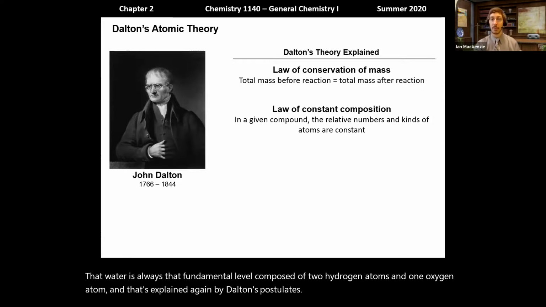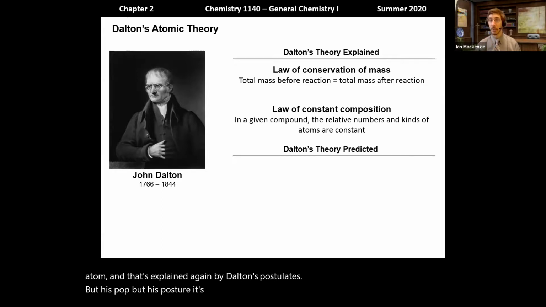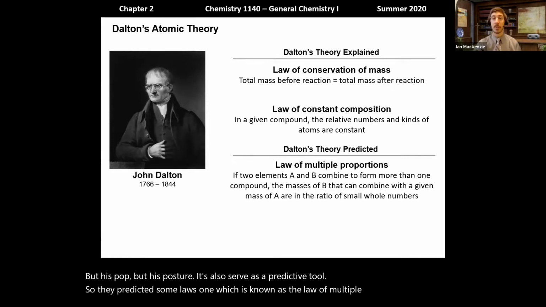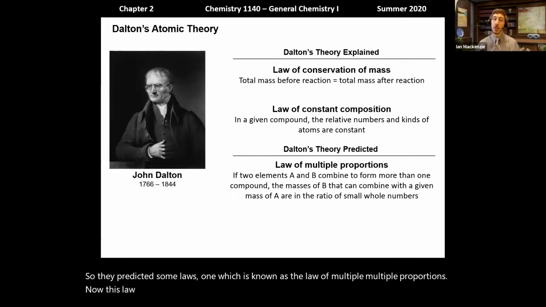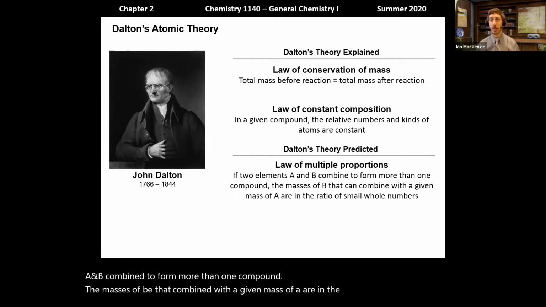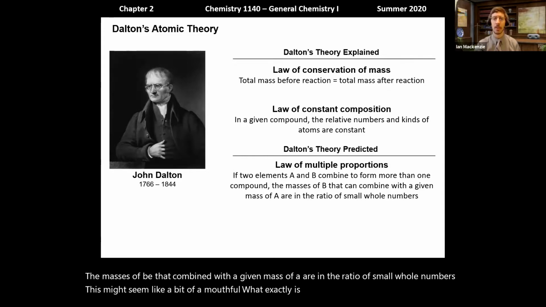But his postulates also serve as a predictive tool. So they predicted some laws. One, which is known as the law of multiple proportions. And this law states that if 2 elements, A and B, combine to form more than one compound, the masses of B that combine with a given mass of A are in the ratio of small whole numbers. This might seem like a bit of a mouthful. What exactly is this saying?